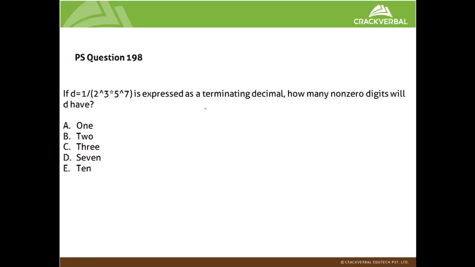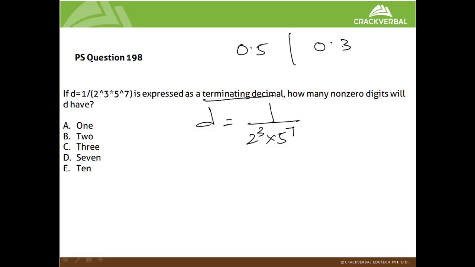The question says, if d is equal to 1 by 2 power 3 into 5 power 7 is expressed as a terminating decimal. So what is a terminating decimal? The decimal which terminates. For an example 0.5, 0.325, right? Somewhere it ends. So that means it is called a terminating decimal.